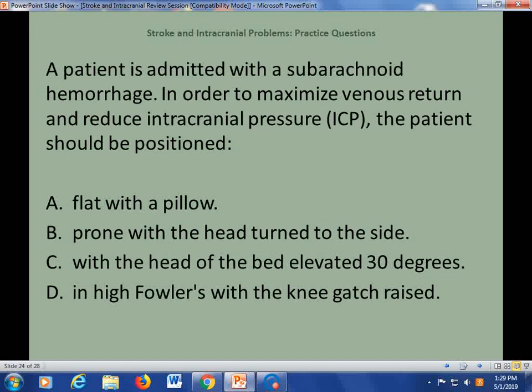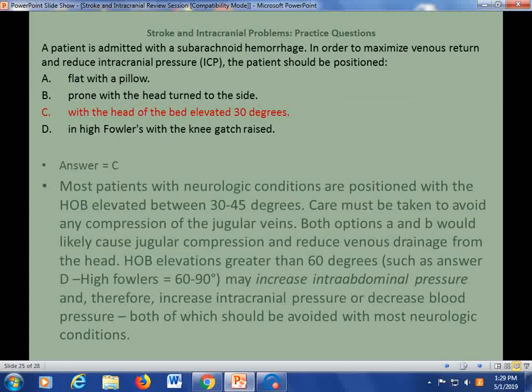A patient is admitted with a subarachnoid hemorrhage. In order to maximize venous return and reduce intracranial pressure, the patient should be positioned. And again, this is really referencing the 8s of ICP management, where the head should be elevated to 30 to 45 degrees.